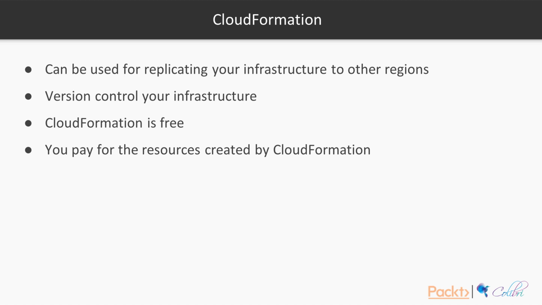You can think about using this if you want to have, for example, the same application be deployed into different regions and serve customers from all over the world. Or you can think about using CloudFormation to deploy a new version of your infrastructure to a different region for disaster recovery. Then you can think about using CloudFormation as a way to version control your infrastructure, because you can track changes that have happened in your templates.